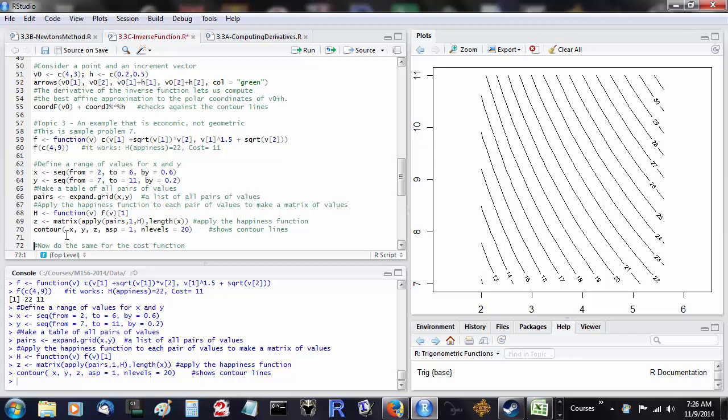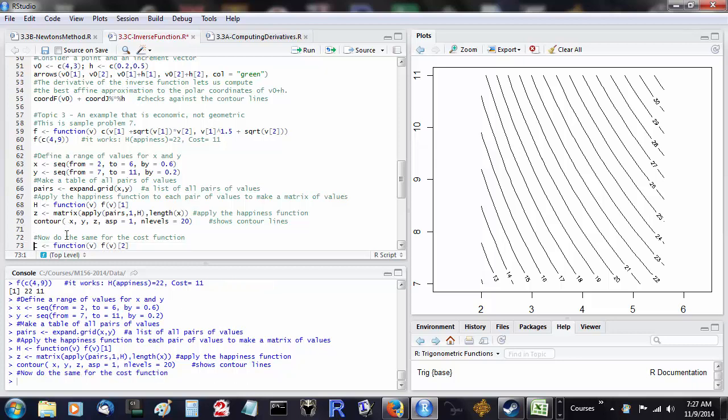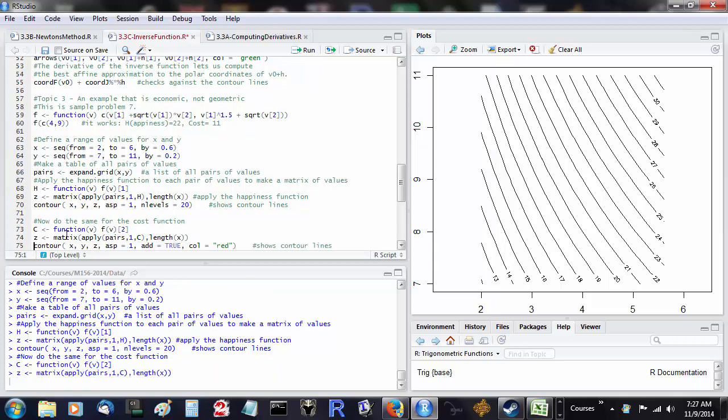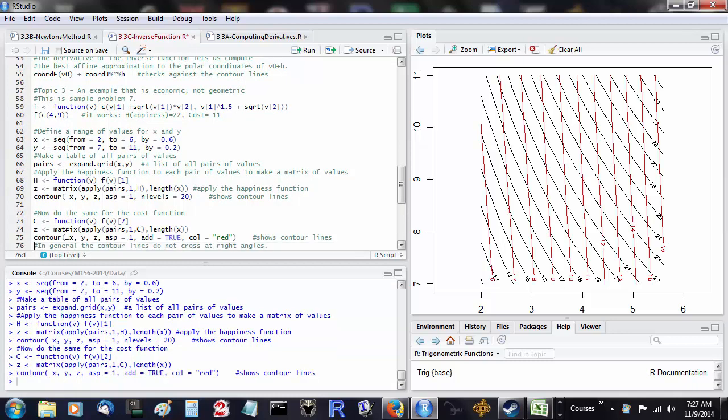On the horizontal axis is the amount x of the first thing in my benefits package. On the y-axis is the amount of the second thing, and the contour plot shows values that lead to happiness ranging from 13 up to 30. The greater the benefits, the greater the happiness. Now we do the same thing for the cost function. This is the second component of the function that I've named f of v. Now I can apply it, and I overlay the contour lines in red.